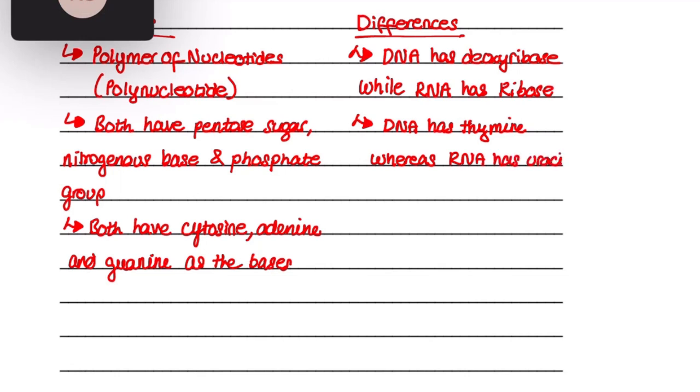And then one final difference, the key difference between RNA and DNA, is that one is double-stranded, while the other one is single-stranded. So DNA is double-stranded, while RNA is single-stranded.